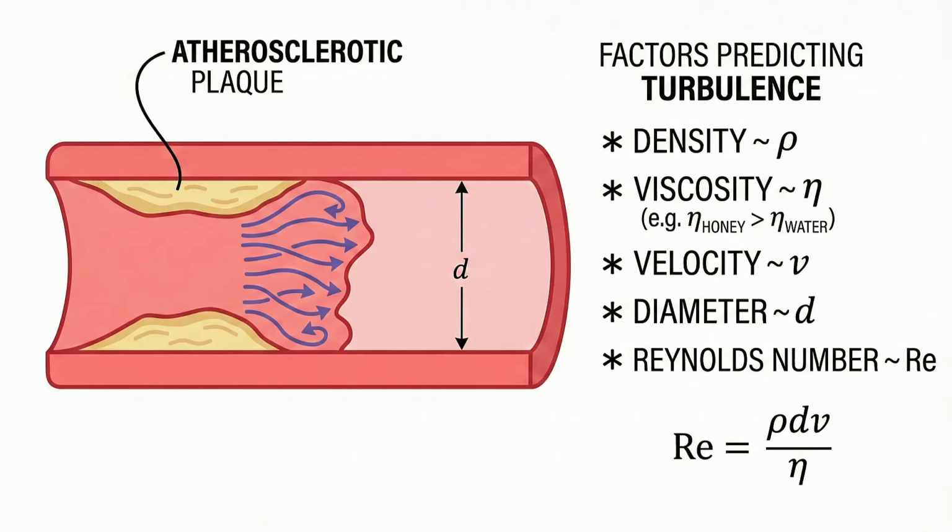There are a number of factors that help predict turbulence. They include the density of the blood, usually denoted by the Greek letter rho, and the viscosity, denoted by the Greek letter nu. You can kind of think of a fluid's viscosity as its thickness, like for example the viscosity of honey is greater than that of water. Then there's velocity of blood flow, v, and the diameter of the blood vessel, d. These values can all be used to come up with a single value, the Reynolds number, often denoted Re. And the equation looks like this. Re equals rho d v over nu.